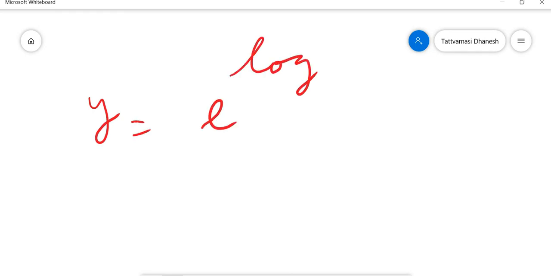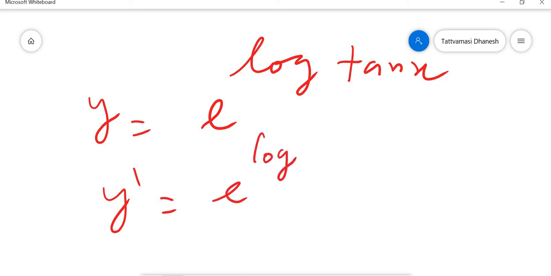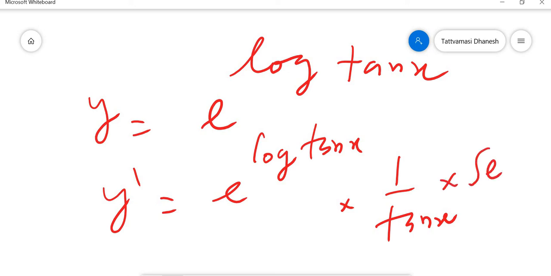Last one, I will give you one more: y is equal to e raised to log tan x. So y dash: the derivative of e raised to x is e raised to x, so e raised to log tan x. Then we address log, that is 1 by tan x. Then we address tan x, whose derivative is sec square x. So this will be the derivative. This is the way you will apply the chain rule.